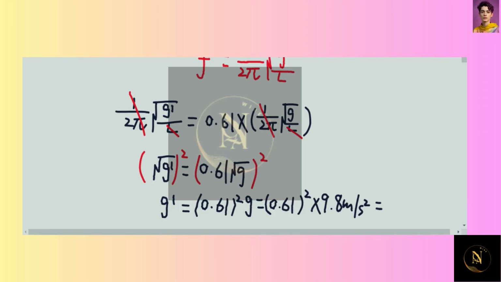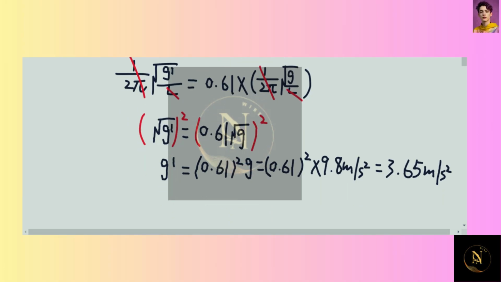So the g', which is the acceleration of gravity on Mars, is about 3.65 meters per second squared. And this is the answer for this question.